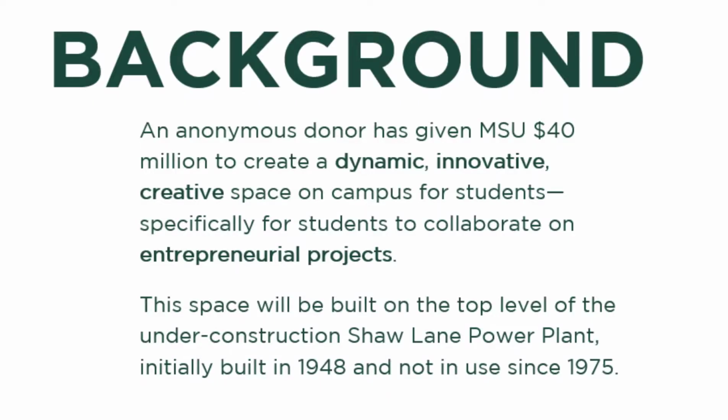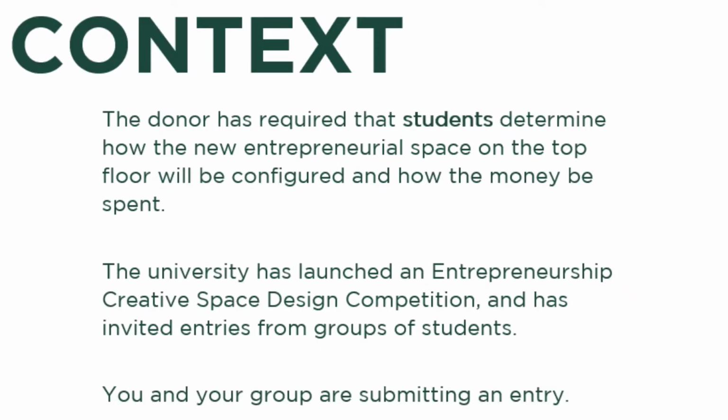So here's the context of Creativity Quest 3. It's a hypothetical situation. An anonymous donor has given MSU $40 million for creative, innovative space on campus for students to collaborate on entrepreneurial projects. The spec'd out space is going to be built on the top floor of the new Shaw Lane building under construction. The donor wants students to participate in the design of the space since it's for you. You're part of a group submitting an entry to the space design competition.